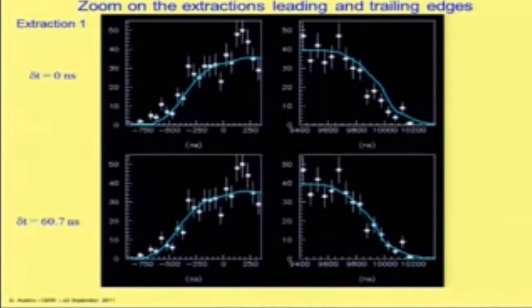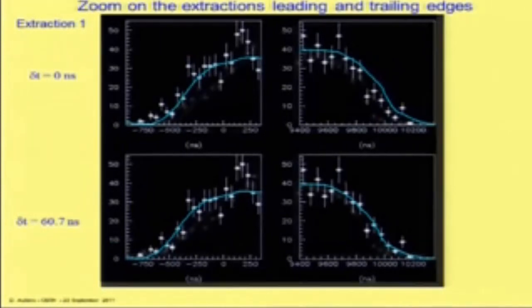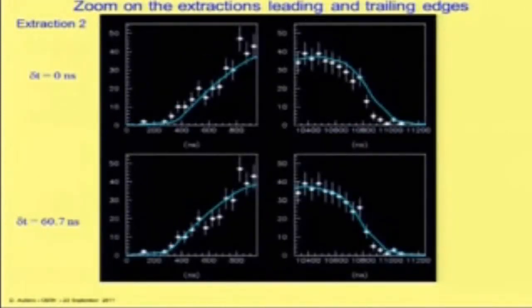And then this is for the first extraction. Then mentally, you have to combine the same information from the second extraction, which is shown here. And also here, you see the same picture. There is a systematic anticipation of the points with respect to the curve, which is then fixed when you take the outcome of the likelihood. So this is just to give you an idea of the kind of effect that you could imagine to see on the fronts.